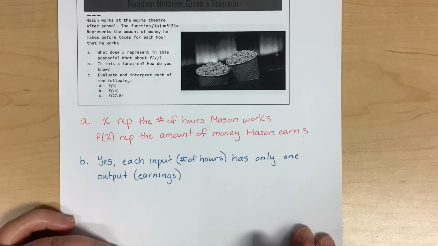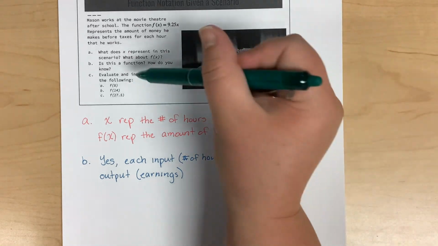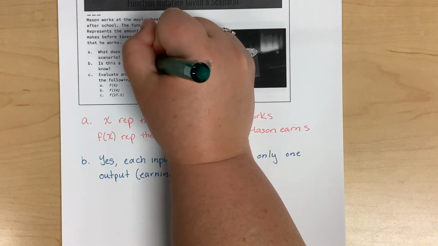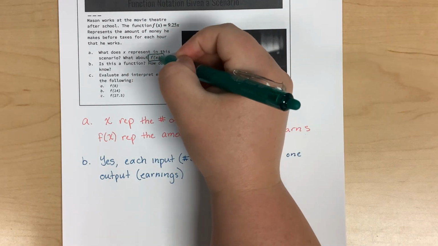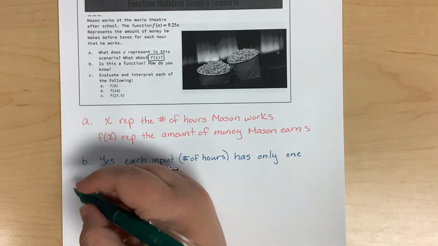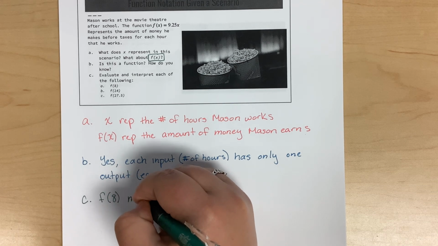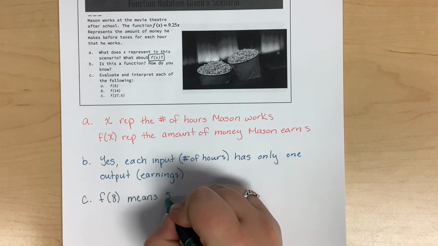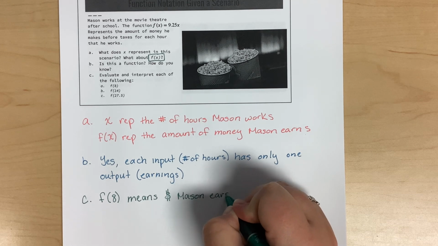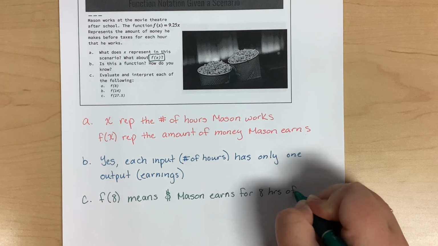All right, now here's where the function notation comes in that we haven't talked about. C says, evaluate and interpret each of the following. So we have f of 8. Notice that it is written similarly to this f of x here. So what they've done is they've taken and replaced the x with a number. So for part C, f of 8 means money Mason earns for 8 hours of work.